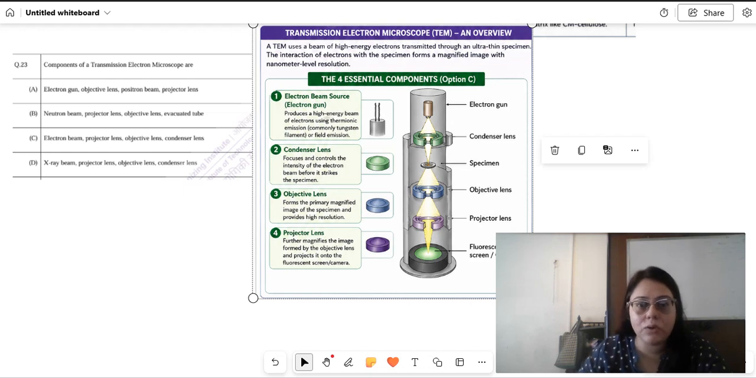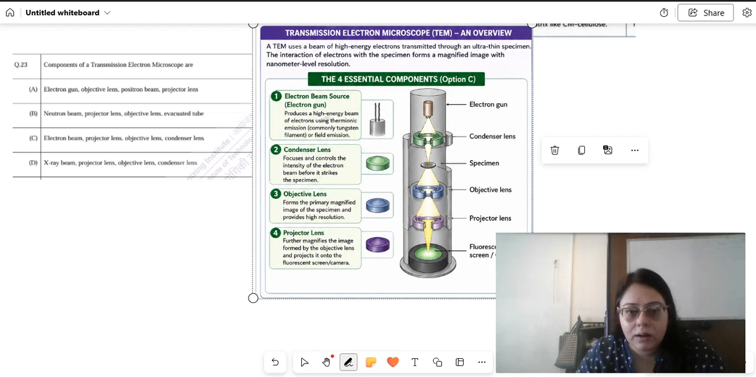So now, what are the structures and components? If you look at the top, there is the electron gun, through which the electrons pass from their source. Then number 2 is the condenser lens. Number 3 is the objective lens, and number 4 is the projector lens. So there are four components.